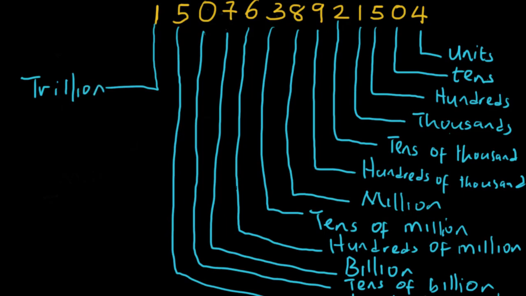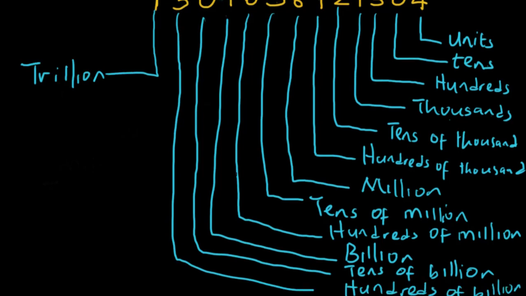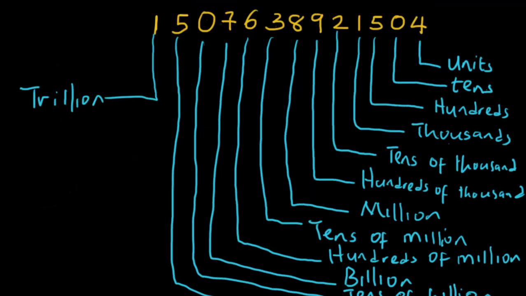Do you understand? So units, tens, hundreds, thousands, tens of thousands, hundreds of thousands, million, tens of million, hundreds of million, billion, tens of billion, hundreds of billion. Then lastly we have trillion. Does that make sense?